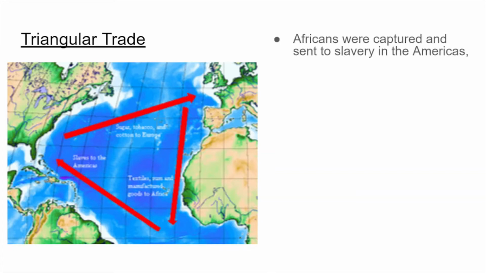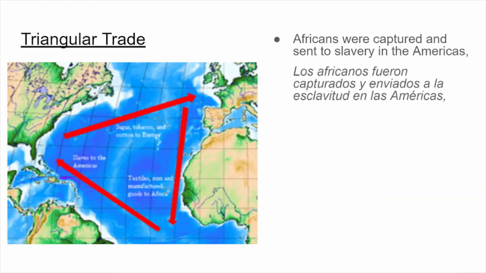The first part of the triangular trade was that Africans were captured and sent to slavery in the Americas.